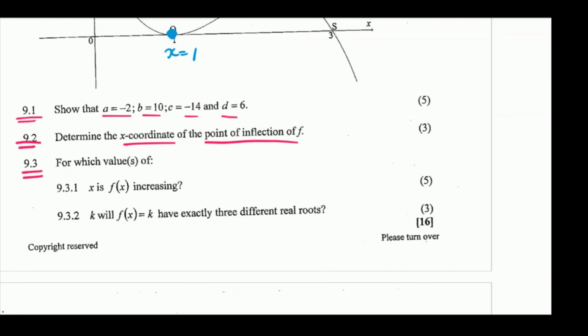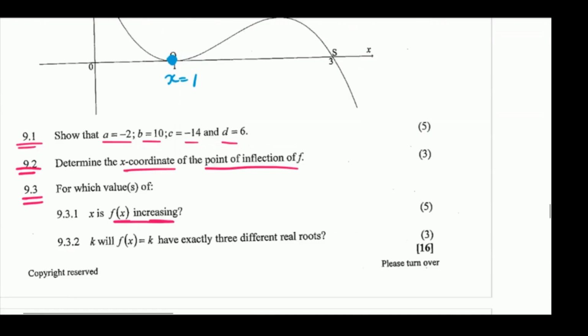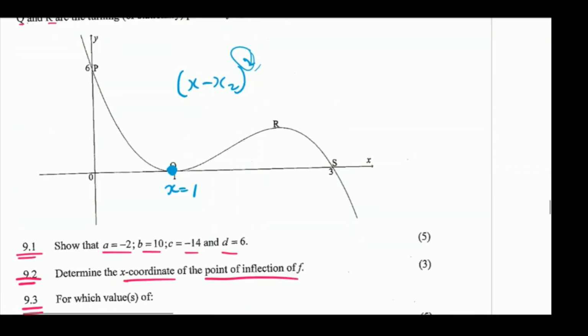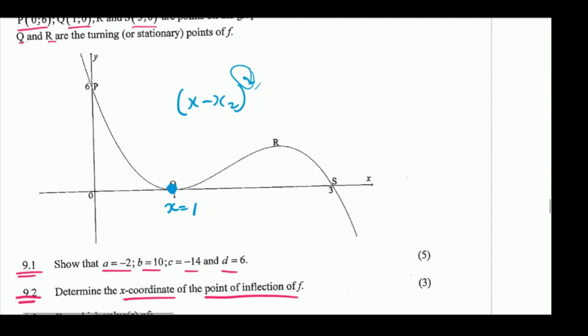9.3, for which values of x is the function increasing? So how we solve this is we need to identify the point where the graph is increasing, which, if you look at this graph, is between this turning point and that turning point. So this portion of the graph, it's increasing, right? So we need to identify the values of x when this graph is increasing.